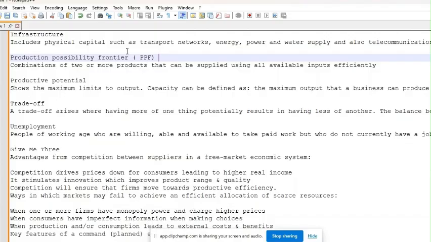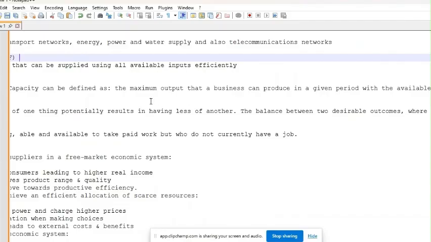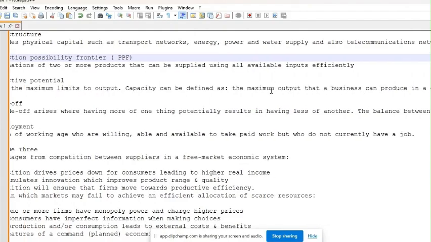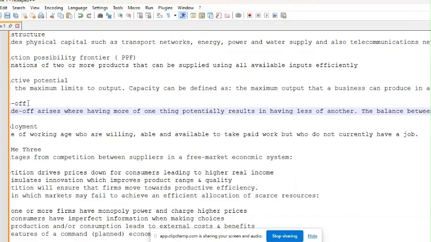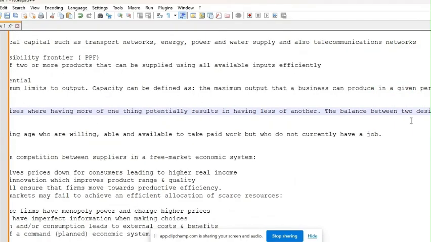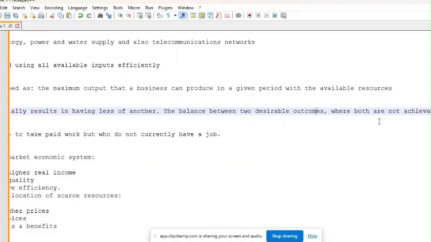This shows a maximum limit to output. Capacity can be defined as the maximum output that a business can produce in a given period with available resources. We have a trade off. A trade off arises when having more of one thing potentially results in having less of another: the balance between two desirable outcomes where both are not achievable.